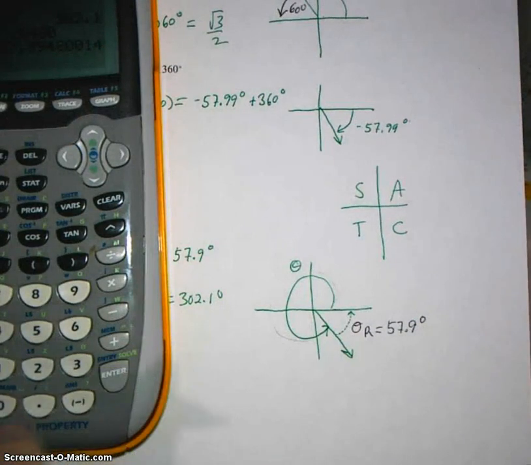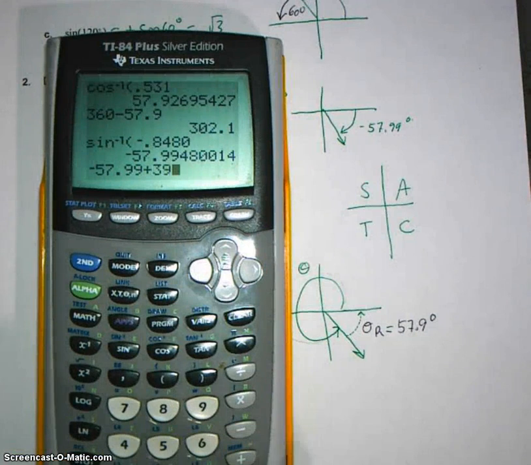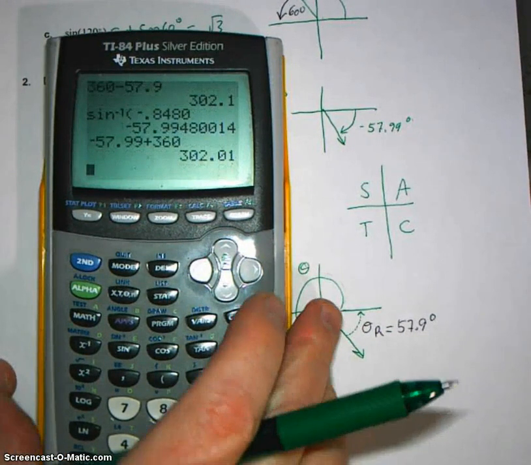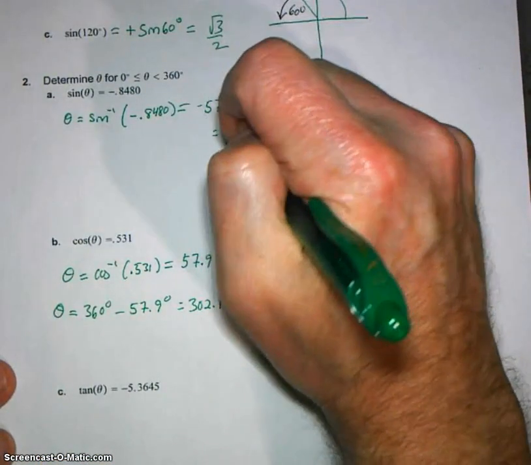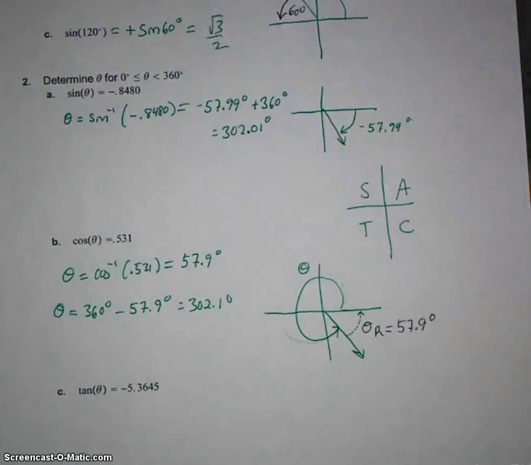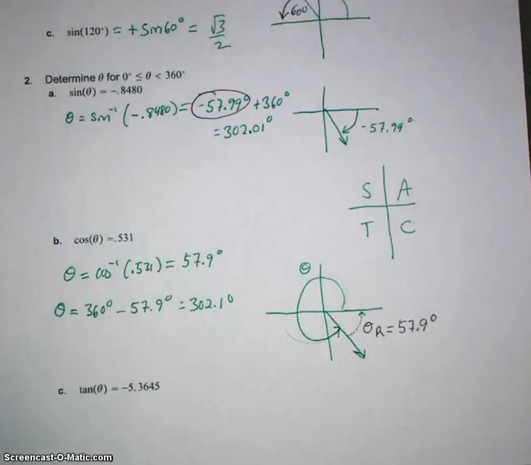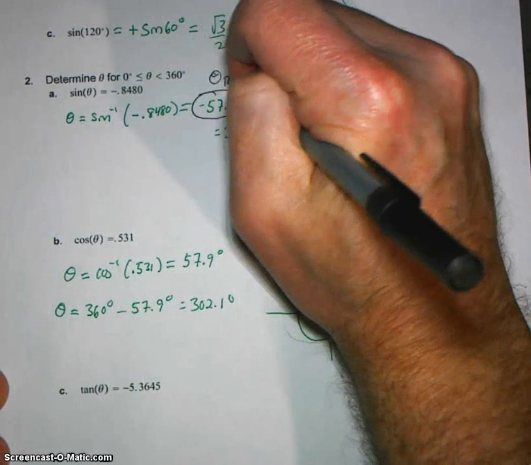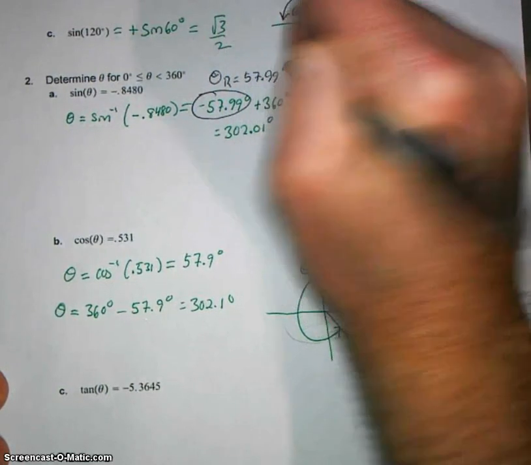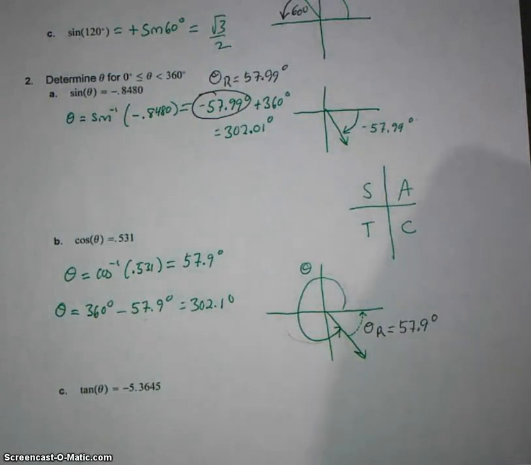So negative 57.99 plus 360. So a positive angle is 302.01 degrees. So there's our first answer, and that's our answer here in quadrant 4. Now we need the answer in quadrant 3. This negative 57.99 is very important. That's really telling us our reference angle. Remember, a reference angle is always a positive number. So our reference angle is positive 57.99 degrees.